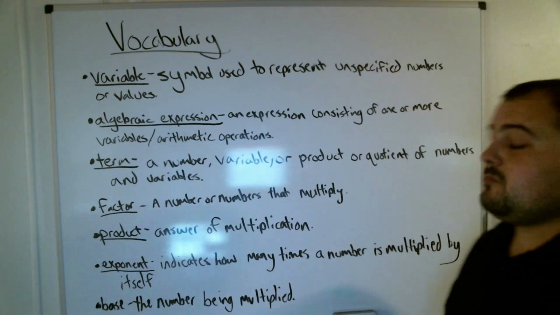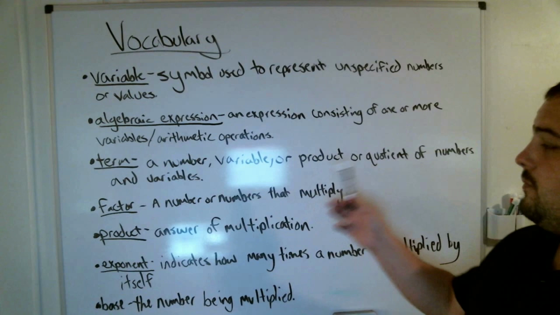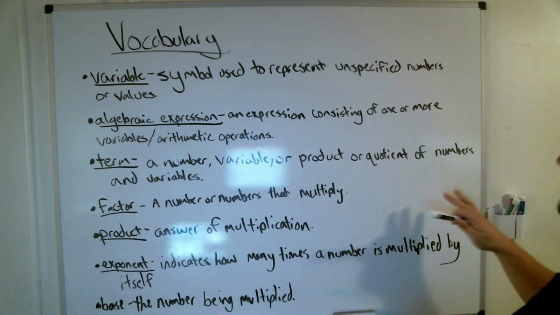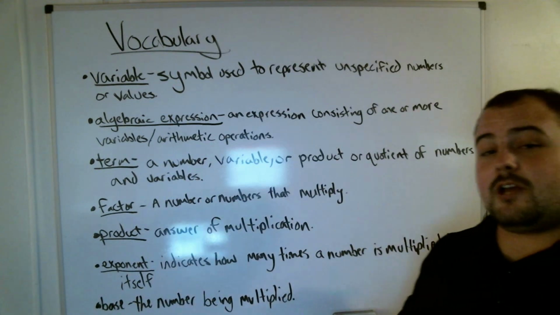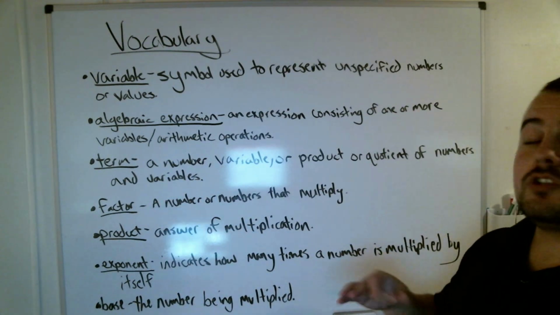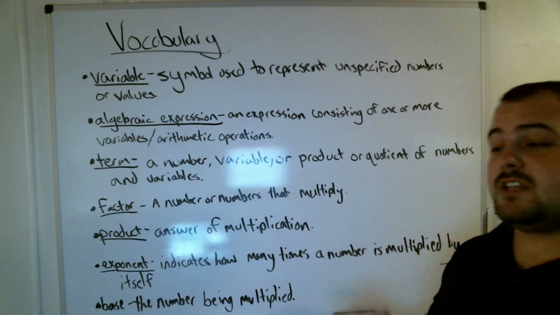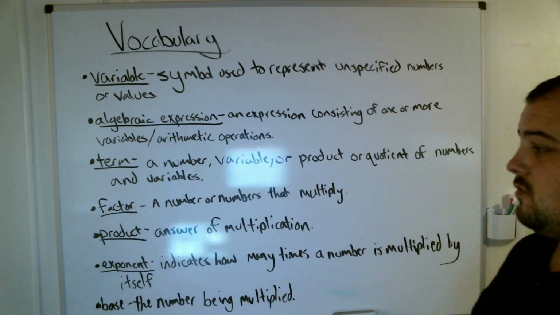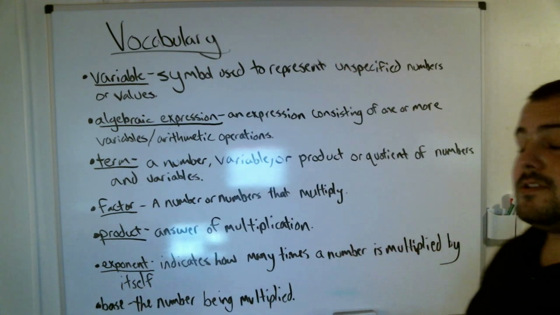The next vocab word that we're going to be looking at is term, and a term is a number, a variable, or a product or quotient of numbers and variables. So a term is usually what I would say separates. Terms are usually numbers that we would normally separate by an addition or subtraction sign, or they deal with multiplication or division. A factor is a number or numbers that multiply.